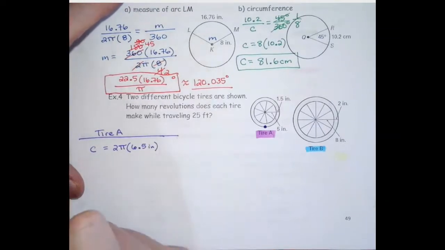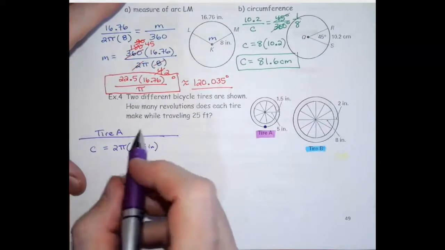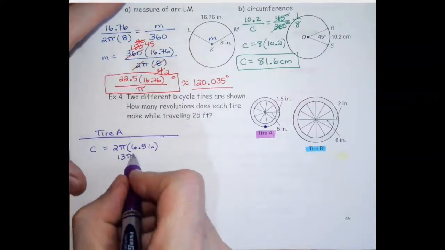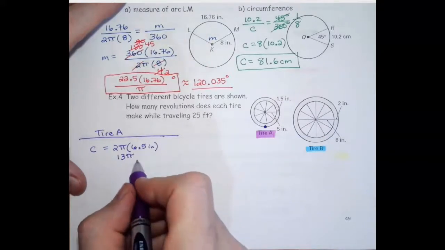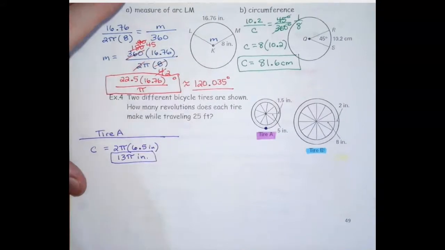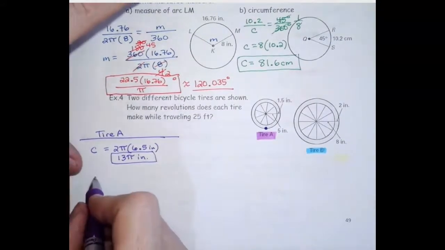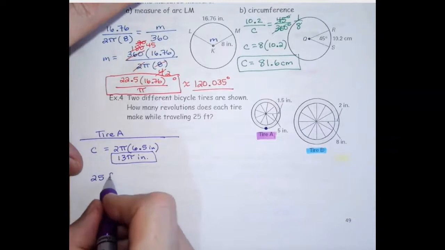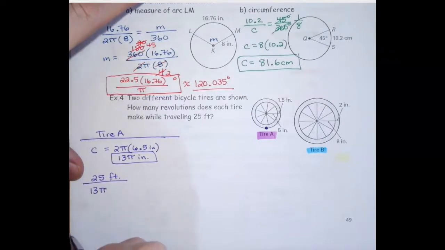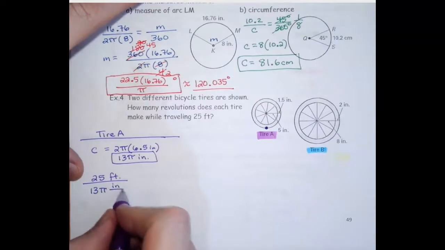Okay. So if we multiply that together, we get 13. So that's 13 pi, which would be a little bit over 40 inches. So that's the circumference. Now, if we take the total distance, 25 feet, and we divide that by 13 pi, that's going to be inches per revolution.